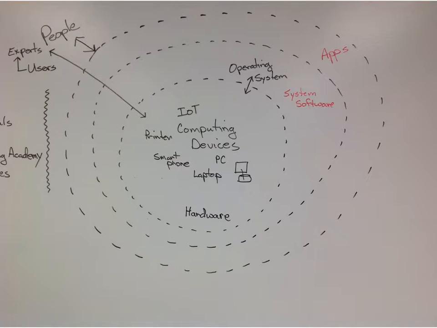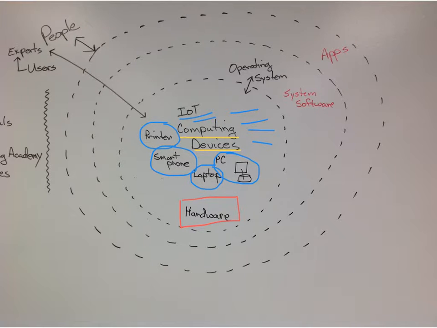We started out talking about computing devices. We talked about PCs. Let me use a little different color here. We talked about PCs. Talked about laptops. We talked about smartphones, printers, Internet of Things, embedded devices, etc. All these places that are computing devices. So in this case, we're talking about the hardware.